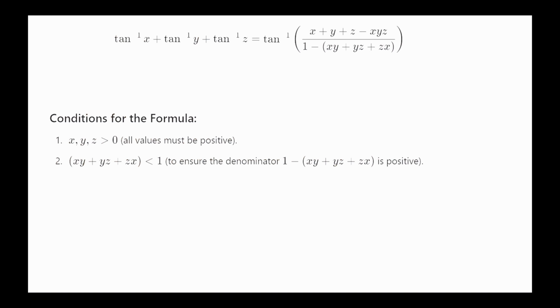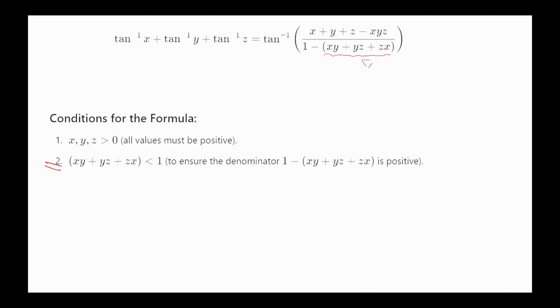Let's say instead of tan inverse x plus tan inverse y, you have three different functions added together. What would it become? It would simply become tan inverse of x plus y plus z minus xyz upon 1 minus xy plus yz plus zx. Of course, you must keep in mind that since I have 1 minus some term, this term should be less than 1. That is exactly the condition we have given here, that this value should be less than 1 to ensure that the denominator is always positive.